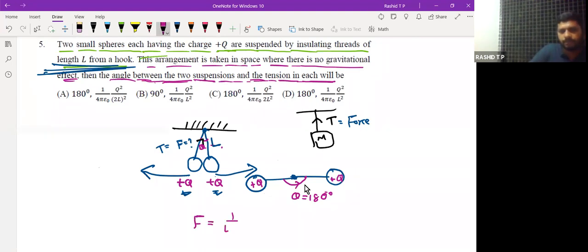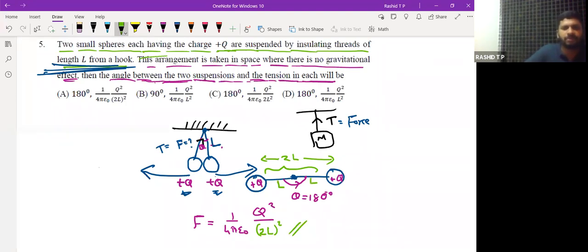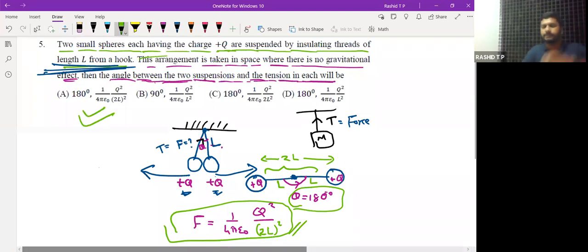Fine. Now, what is the force? F is equal to 1 by 4 pi epsilon 0, the product of the two charges, q1 is equal to q, q2 is equal to q, that is q square, divided by the separation between the charges. One length is L, another length is L. Therefore, the total separation is 2L, so 2L whole square. I think no need to solve further because it is already given in the options. The force is this one, angle is this one. I think the first option is the correct one.